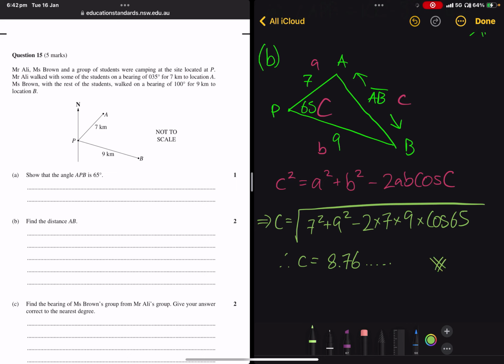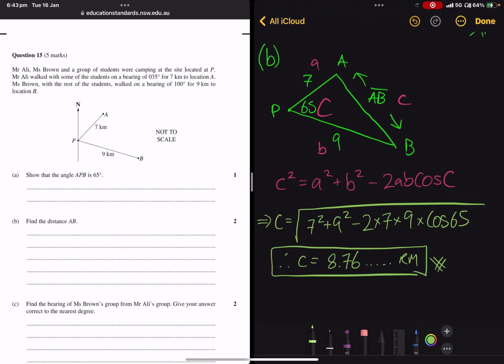And this is, of course, in kilometers. Right? So if the question specified to you very strictly that you were to use a particular rounding, so if they said, oh, 2 decimal places, 1 significant figure, then you would have to follow that. Here the question actually doesn't specify, it says find the distance AB.